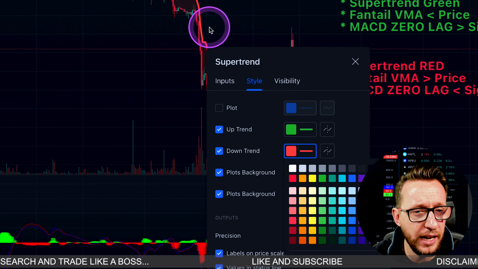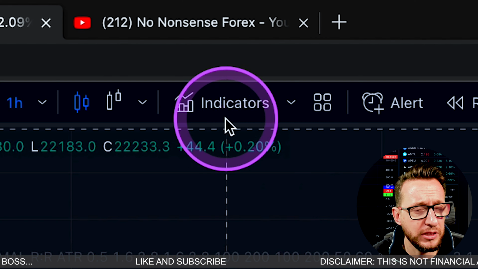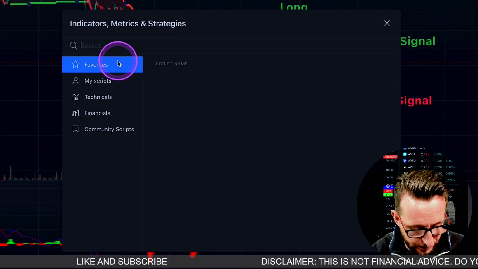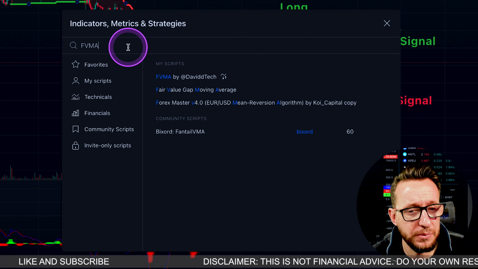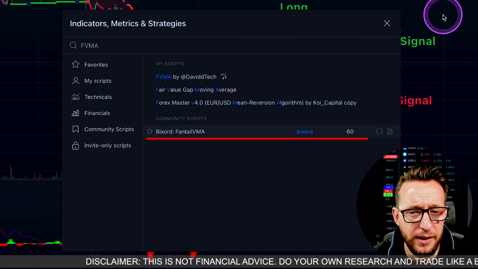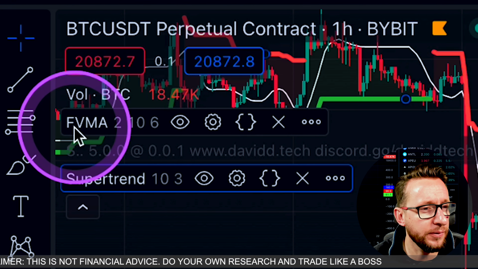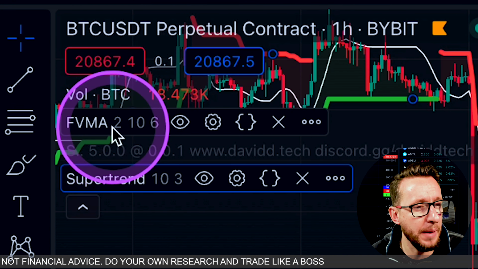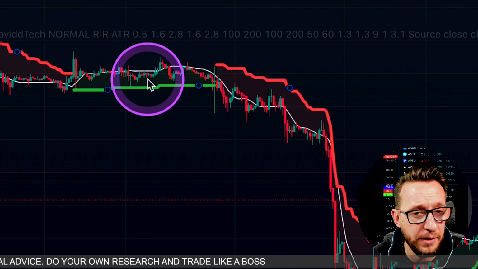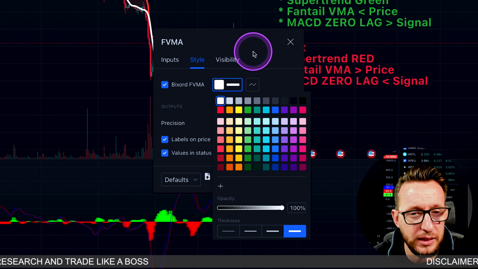It's just to make it a little bit easier to see on the screen. Okay, so the red and the green lines here are our super trends. Now I'm going to go back over to indicators over here and click the FVMA, which is going to be our fantail. It's going to be this one from Big Sword, which is this one here. That's going to give us a white line on our screen, which is under the FVMA. There's only one person that's actually made this indicator, so it's pretty easy to find. Going to make that nice and thick as well so we can see it.